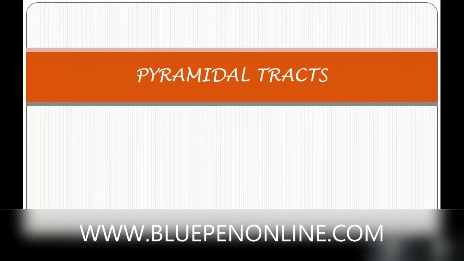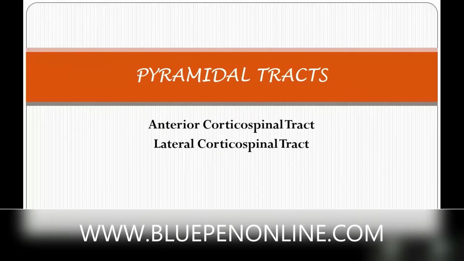Pyramidal tracts are mainly of two types: the corticospinal tract and the corticobulbar tract. The corticospinal tract is in turn divided into two, the anterior corticospinal tract and the lateral corticospinal tract. From these terms, you can distinguish where they are going.